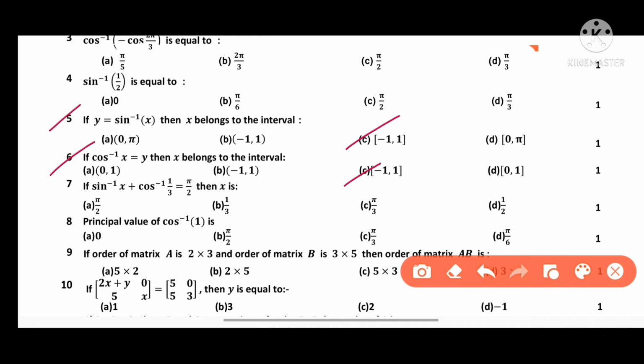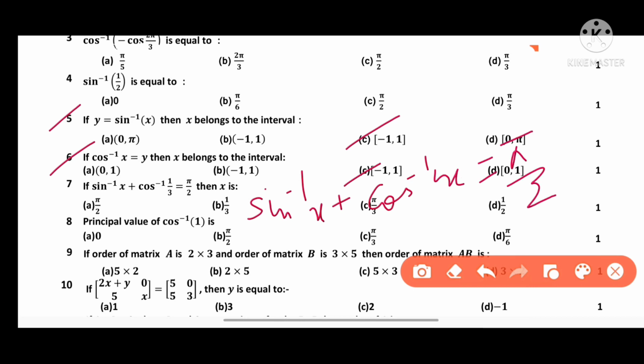Seventh, if sin inverse x plus cos inverse 1 by 3 is equal to pi by 2, then x is, because we know that sin inverse x plus cos inverse x is equal to pi by 2. Now x is equal to 1 by 3, so B option is right. This result is true only if x is equal to 1 by 3. So B option is the correct option.